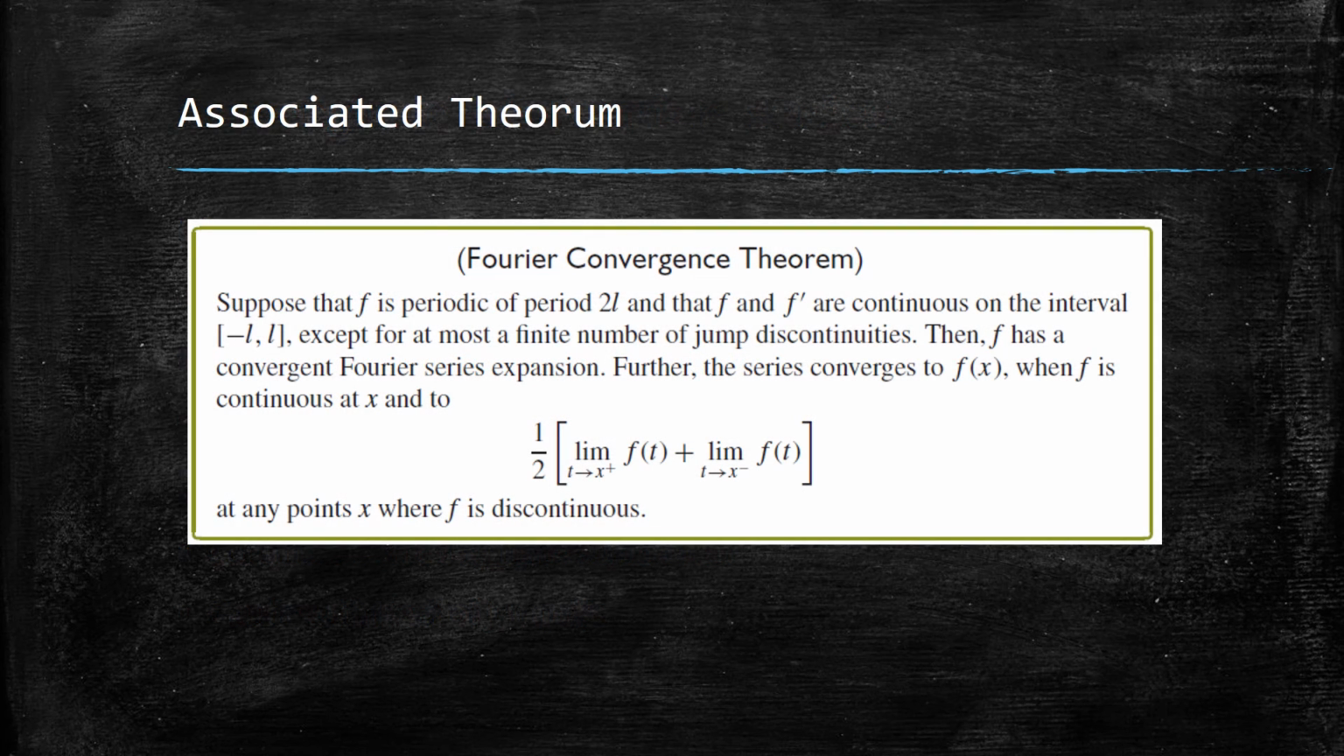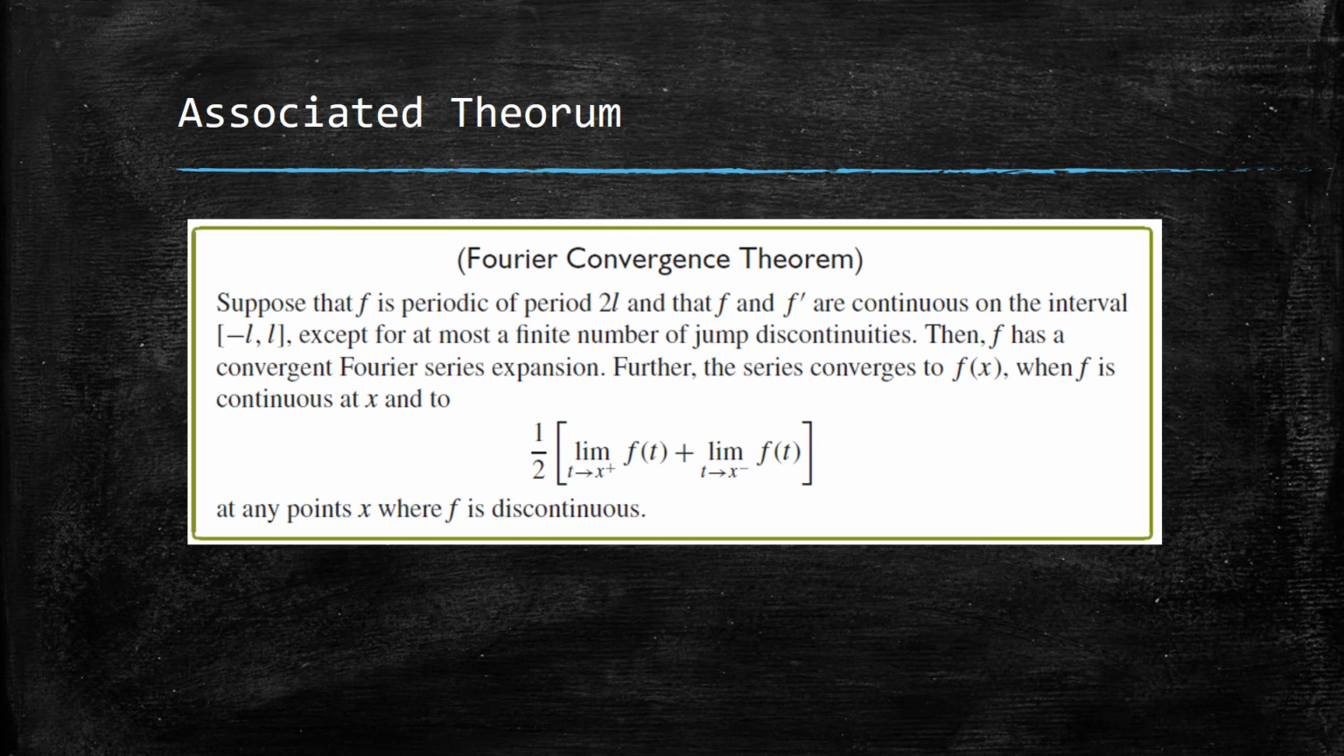The major theorem associated with Fourier series is the Fourier convergence theorem. It states that if f is periodic of period 2L and f and its derivative are continuous on the open interval from negative L to L, aside from a finite number of jump discontinuities, then the Fourier series expansion will converge to f of x at points where f is continuous and will approach the average of the one-sided limits at points of discontinuity.